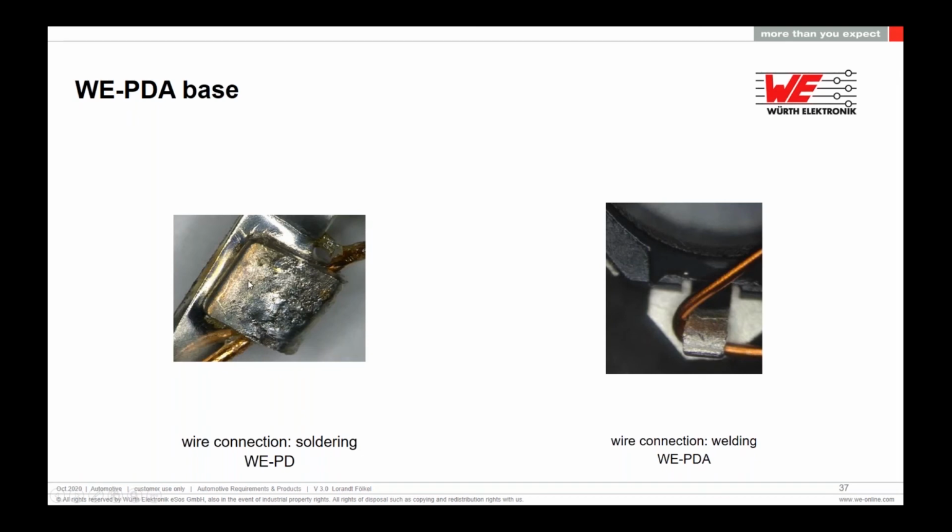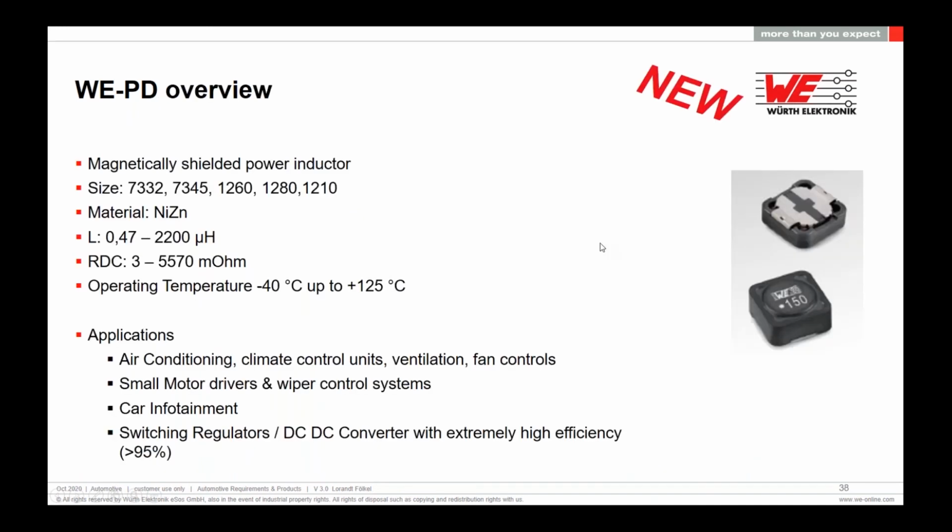Using soldering, we can use multi-wire, bifilar wire or trifilar wire. By welding, we can use only one single wire. Because of this, we can go up to 2.2 millihenry with the PD, and with the PDA only up to 1 millihenry. It fits the same footprint, and it has absolutely the same effectivity in core losses, and the DC resistance because of the wire will sometimes differ.